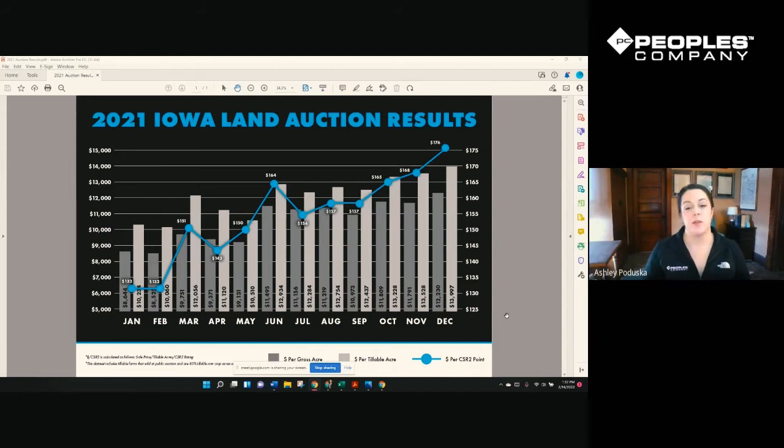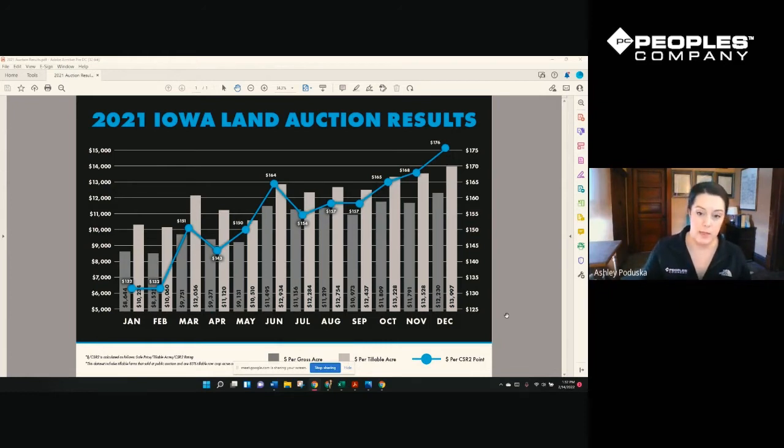In case you're unfamiliar with how we calculate those values, the average dollar per tillable is calculated by gross sale price divided by the tillable acres. But we only calculate those tracts with 35 acres or more and 85% or more tillable ground. So it has to be highest and best use of agriculture and primarily tillable before we calculate the dollar per tillable acre. Dollar per CSR2 is calculated by taking that dollar per tillable acre, dividing it by the average CSR2 for that tillable land.